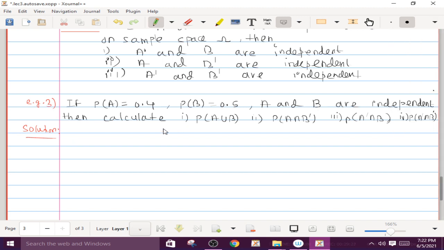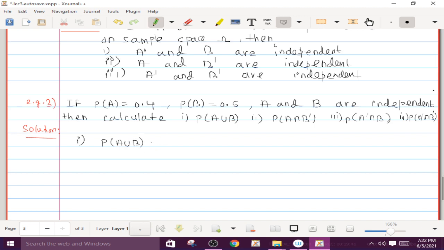Okay, here the probability of A and probability of B are given. And also one more thing is given: A and B are independent. And we have to calculate all these probabilities. So let's first calculate the first one: probability of A union B.